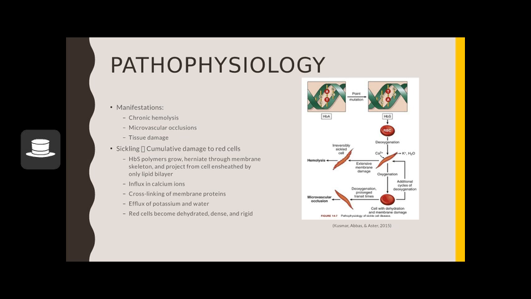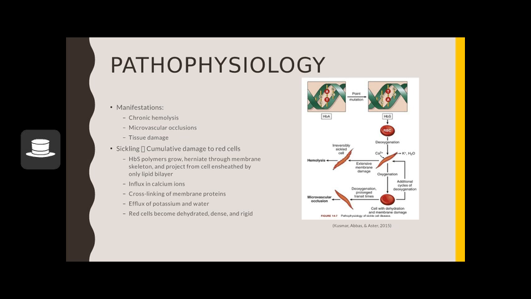The factors that affect the rate and degree of sickling include the interaction of hemoglobin S with the other types of hemoglobin in the cell, mean cell hemoglobin concentration, intracellular pH, and transit time of red cells through microvascular beds. Sickling causes cumulative damage to red cells through several mechanisms. As hemoglobin S polymers grow, they herniate through the membrane skeleton and protrude from the cell, sheathed by only the lipid bilayer.